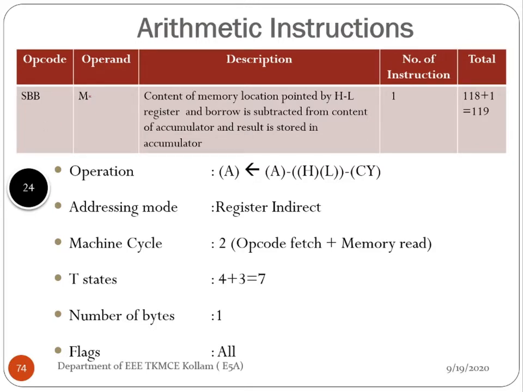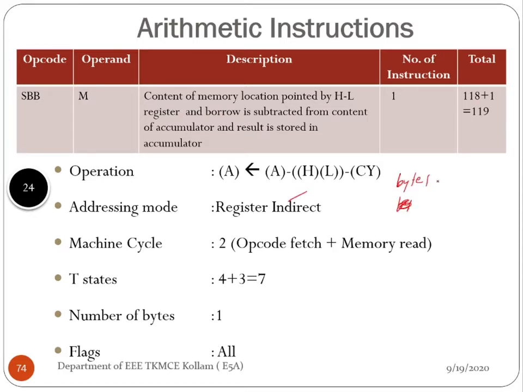M stands for the content of memory pointed by HL pair. Whenever this instruction is executed, content of memory location which is pointed by HL pair and carry flag status is subtracted from content of accumulator and the result is saved in accumulator. As operand is not directly specified in the instruction, instead it is specified in register pairs, this addressing mode is register indirect addressing mode.